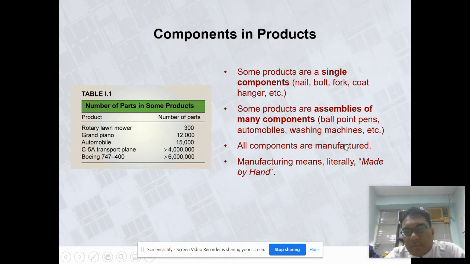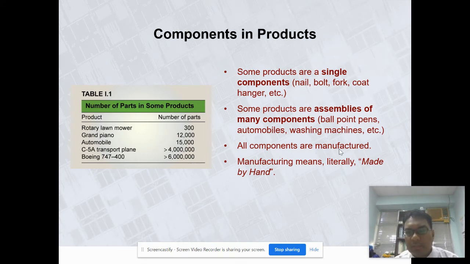Like for example, the simple one, the ball pen. The washing machine is also quite complicated, and the automotive vehicle too, and all the components are manufactured. Okay, basically they are all manufactured.